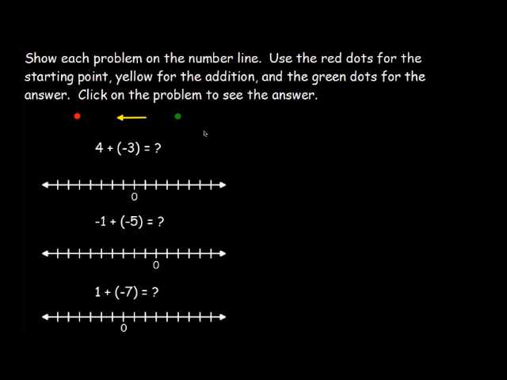Alright, if we want to show this one, same thing we did with the other one. Always start where it says. Since 4 is the first number, 1, 2, 3, 4, that's where we're going to start. We're adding a negative, so that means we're moving left.